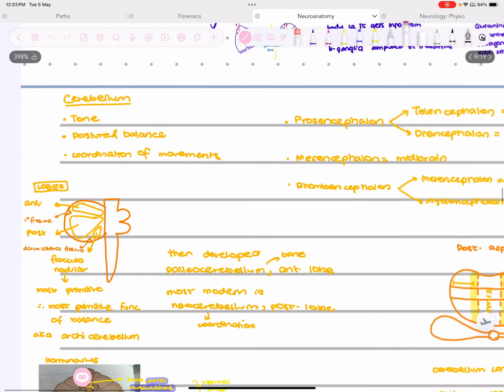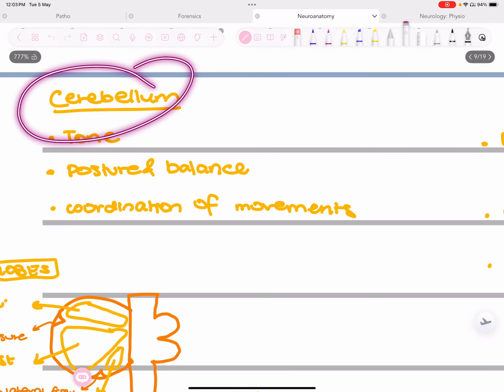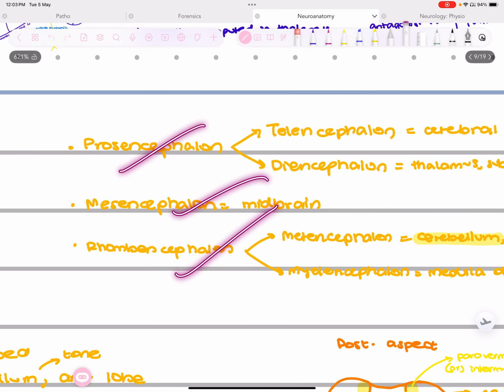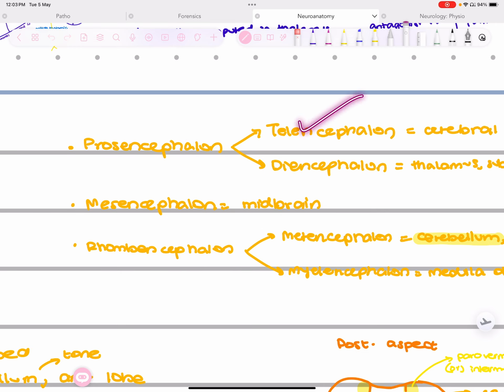Hi everyone, today we're covering cerebellum. Now, cerebellum is basically the part of the hindbrain. If you can recall, we have prosencephalon, mesencephalon, rhomencephalon. Prosencephalon has telencephalon and diencephalon. Mesencephalon is midbrain, and rhomencephalon has metencephalon and myelencephalon.